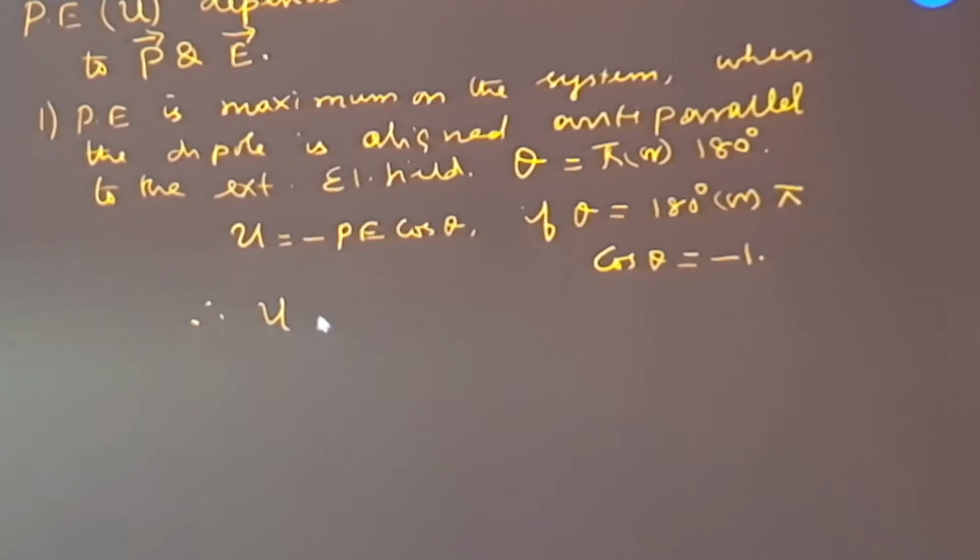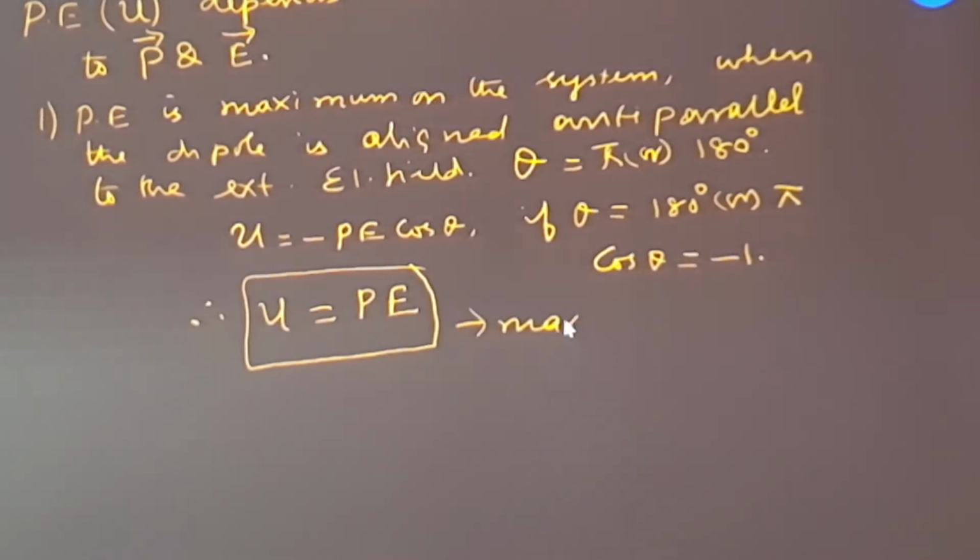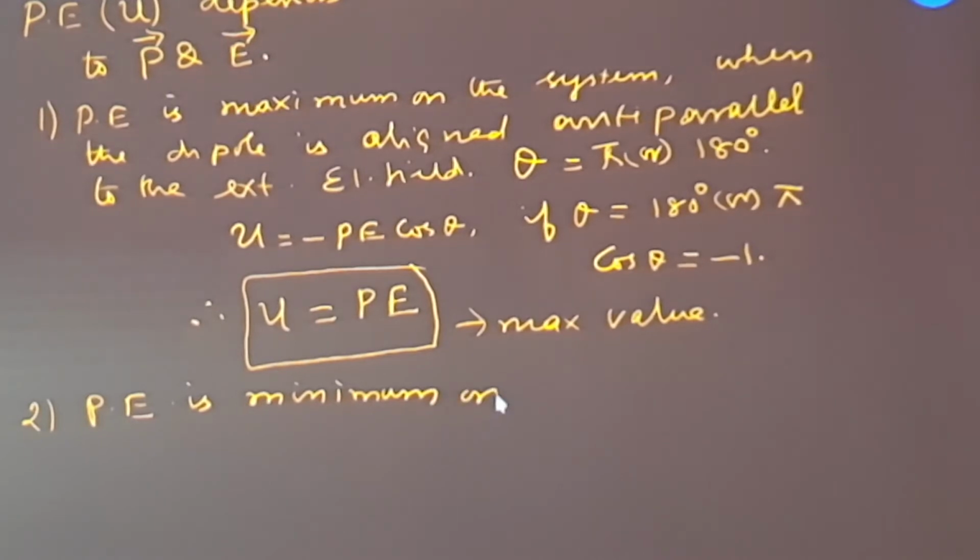Therefore, potential energy will be equal to PE. This amount of potential energy is considered to be the maximum value of the potential energy. Similarly, when the potential energy will be minimum, you again write point number 2. See the same concept. Potential energy is minimum on the system.